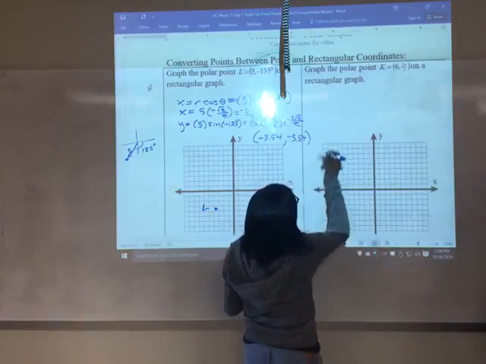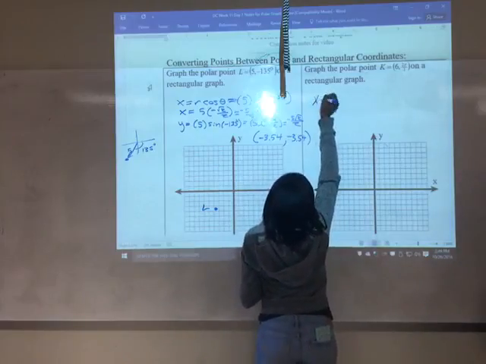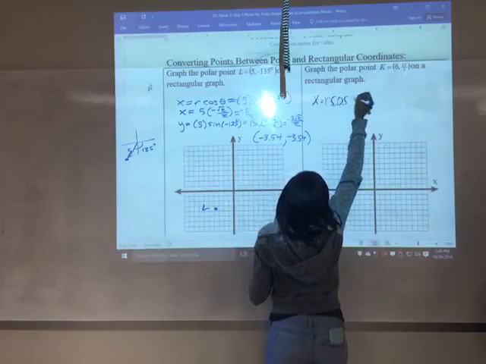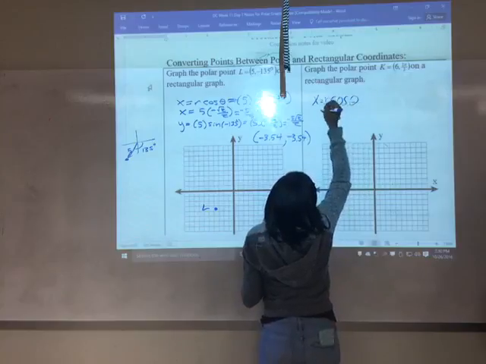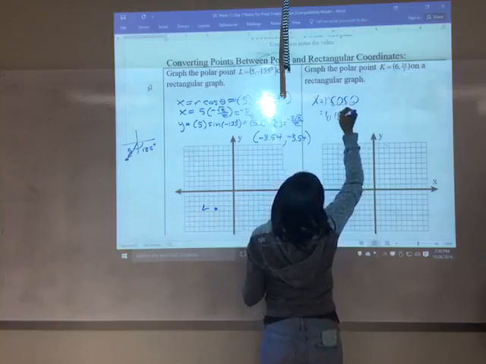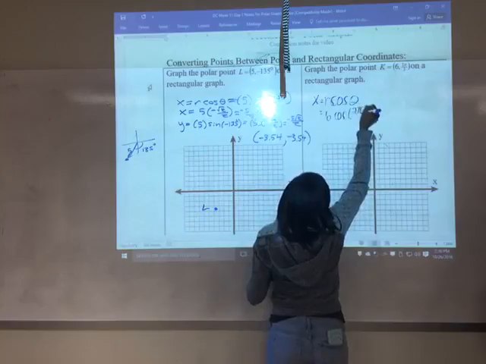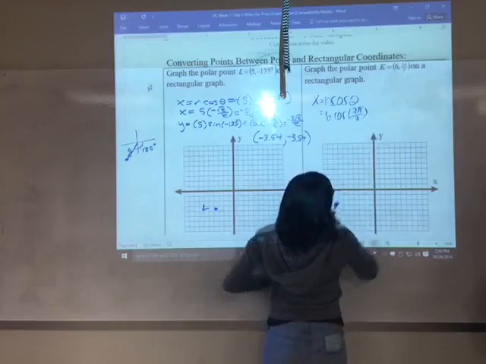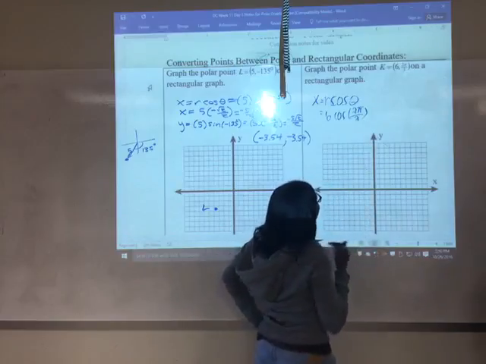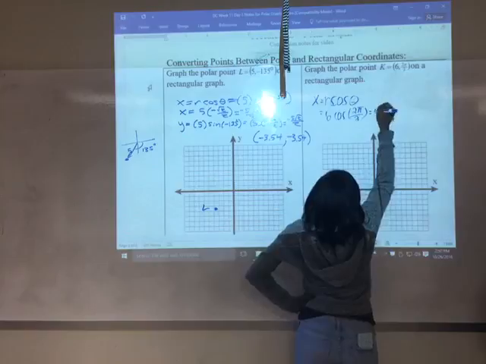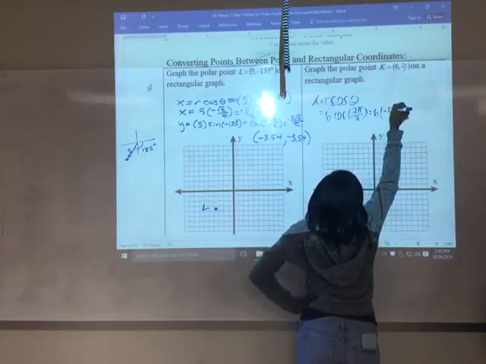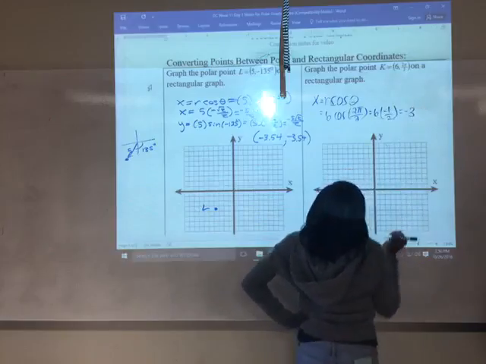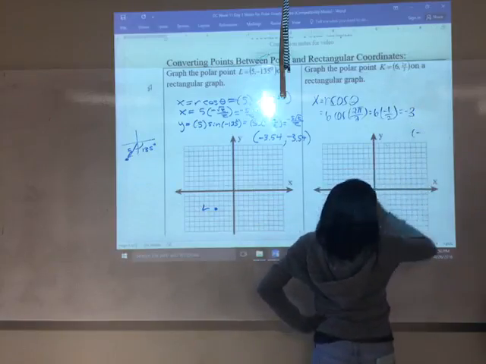All right, so x equals r cosine theta, which equals 6 times the cosine of 2 pi over 3. I did not memorize the unit circle, so I do not know what that is. Tragedy, that is negative 1/2. Times negative 1/2, which equals negative 3, which is not weird because it's in quadrant 2, so it's a negative x.